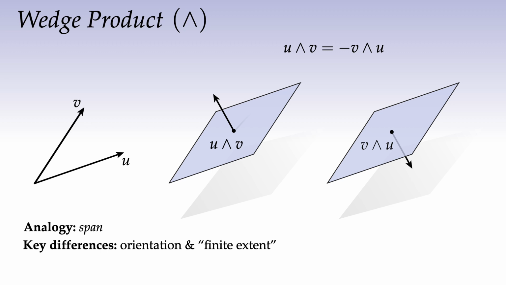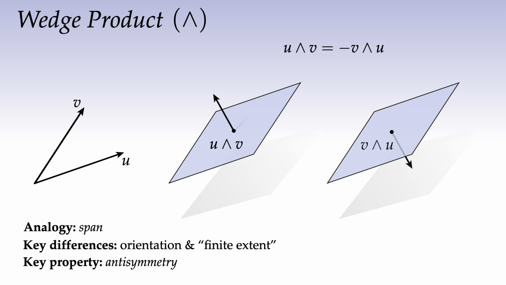So the key difference between span and the wedge product is that the wedge product gives us an orientation and a sort of finite extent. And we can also see that it has a kind of anti-symmetry property. If we switch the order of the arguments to the wedge product, we get minus what we had before.